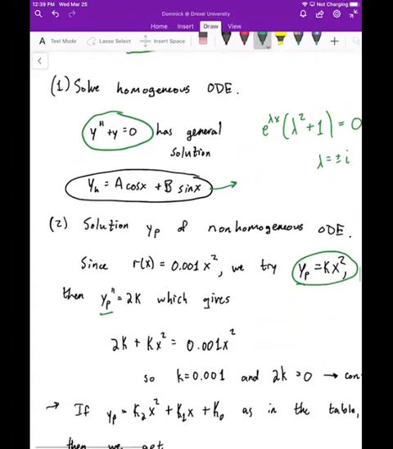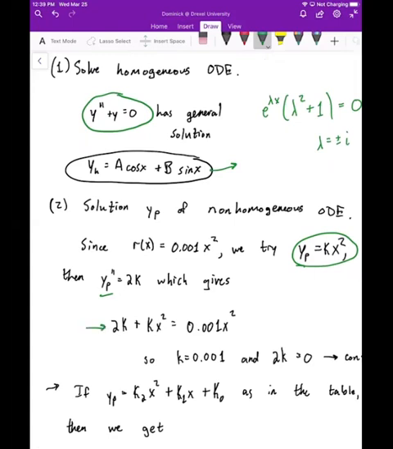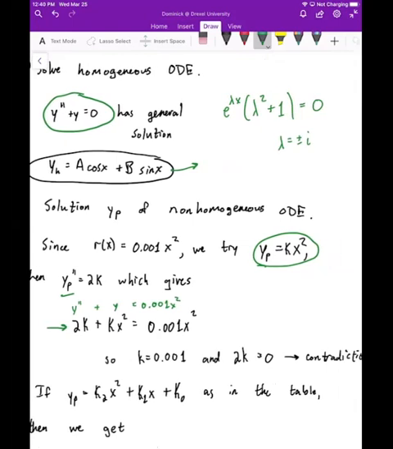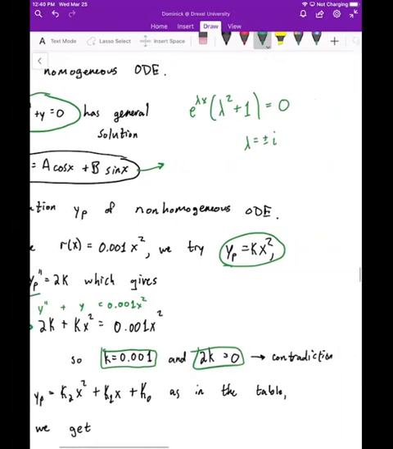So if I plug this in to my ODE, I'm going to get that 2k, because this is y double prime, plus y is equal to my 0.001 x squared, right? But this tells me that by equating coefficients, k has to equal both 0.001 and also k has to equal 0. So that's a contradiction. That is one thing that's nice about this: if you choose wrong, the method will work itself out and tell you that it's wrong.